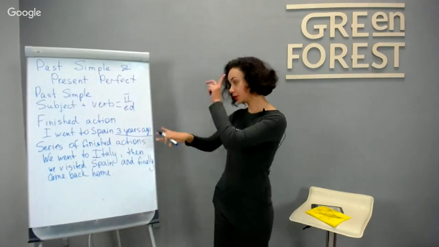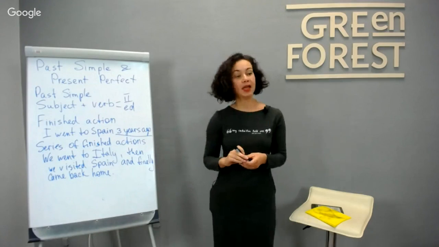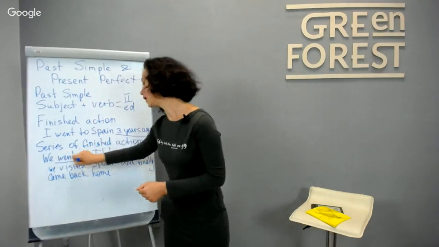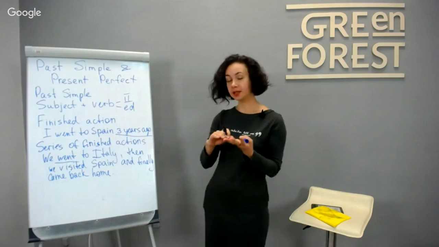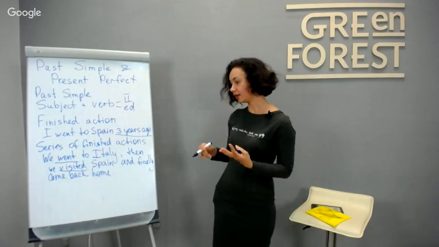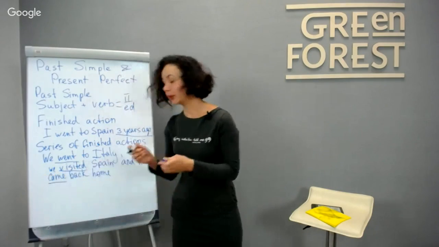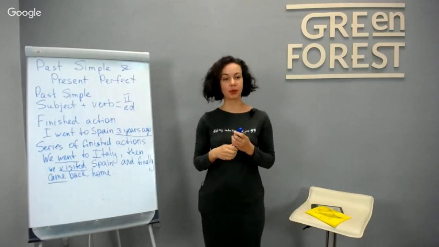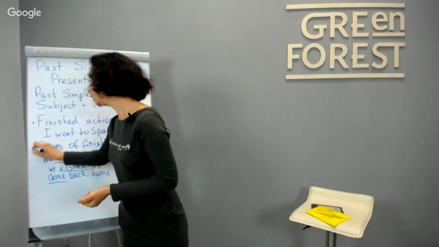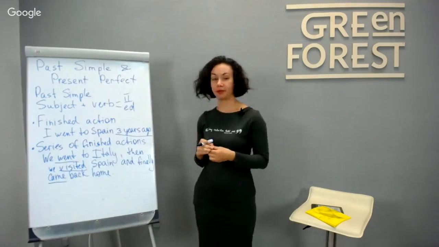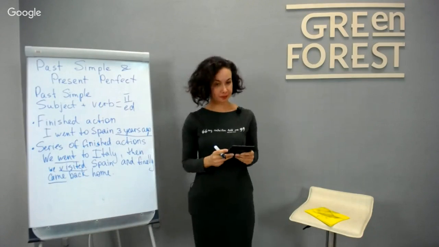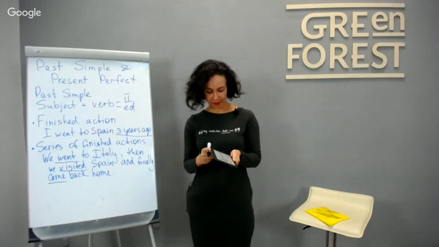Despite the fact that we don't tell when the action happened, we use past simple here because it happened one by one. First action, we went to Italy, then we visited Spain, and finally we came back home. So we have here three actions which happened one by one. They have no connection with present because they finished at some period of time in the past. Right? Okay, fine.